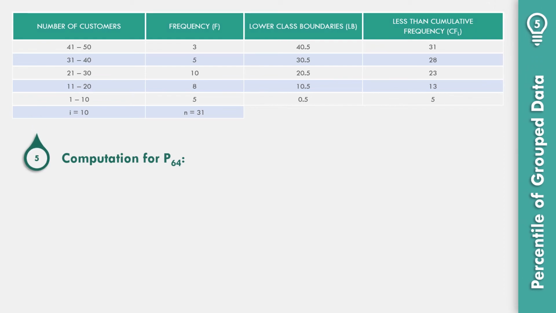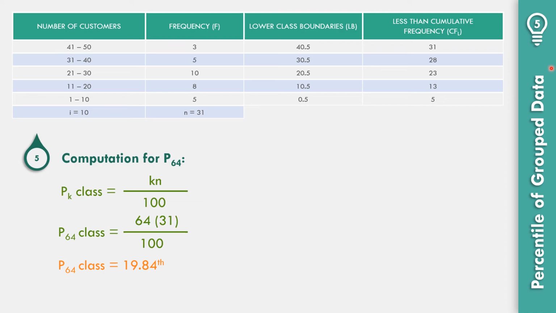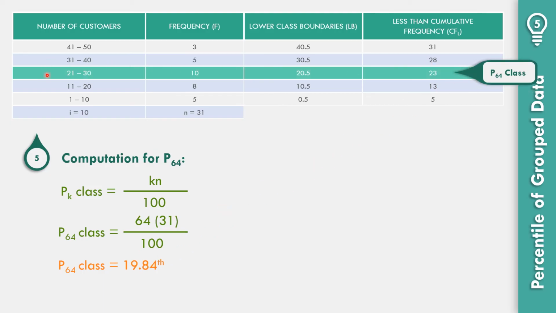How about number 5? Let us compute for the P sub 64. So let us identify the P sub k class. It is equal to the formula k times n all over 100. The value for k is 64. So the P sub 64 class is equal to 64 times the total frequency, that is 31, copy 100. So 64 times 31 is 1,984 divided by 100, that is equal to 19.84. 19.84 is between 13 and 23. So we will choose 23, so the interval is 21 to 30. So we now have the P sub 64 class.